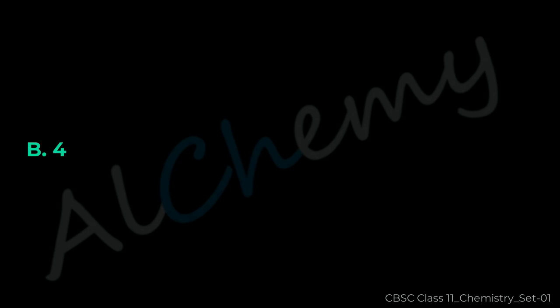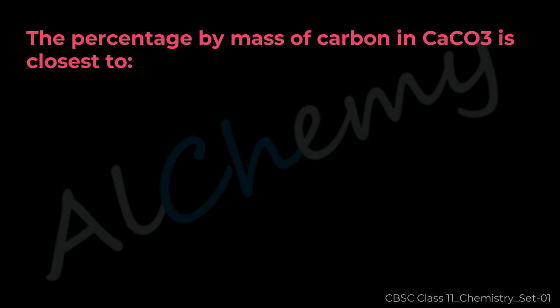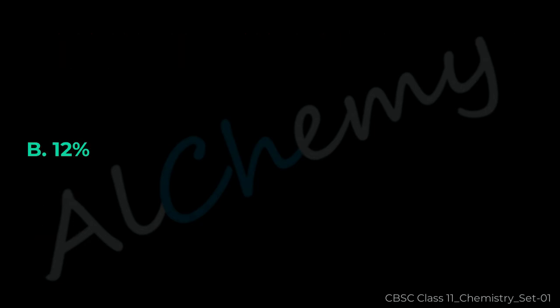4. Question 2. The percentage by mass of carbon in CaCO3 is closest to A. 10%, B. 12%, C. 15%, D. 18%. The correct answer is B.